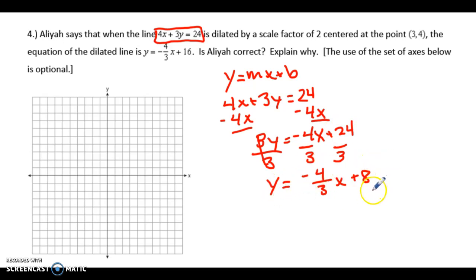This is the line that we're dilating. If I sketch a graph of it, this 8 is my y-intercept, so that's b, and this is my slope, so that's m. I would start at 8 on my y-axis: 1, 2, 3, 4, 5, 6, 7, 8. Then I would go down 4 and to the right 3, and put a point. Then again, down 4 and right 3. If I could do this with a straight edge, I would neatly sketch this line here.